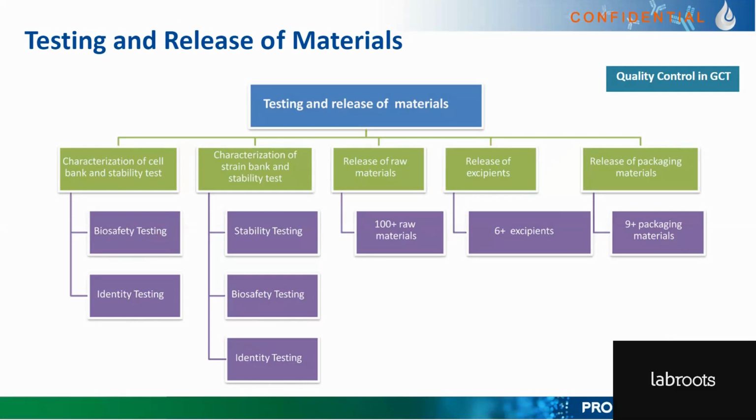So a range of tests is performed on the release of the raw materials. Those are conducted to ensure the production of a high-quality drug product from the beginning. This includes characterization of a cell bank and stability test, characterization of the strain bank and the stability test, release of all the raw materials, including release of all excipients and the packaging materials as well.